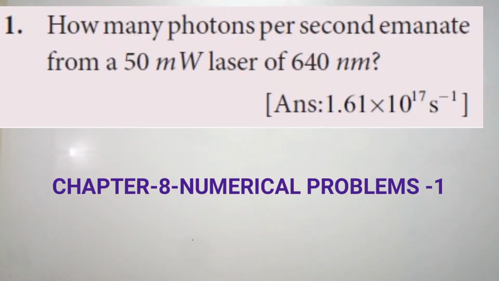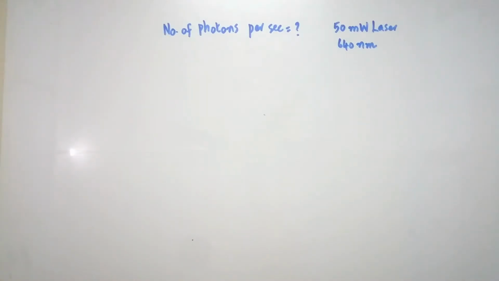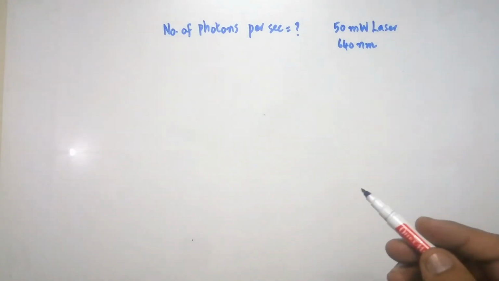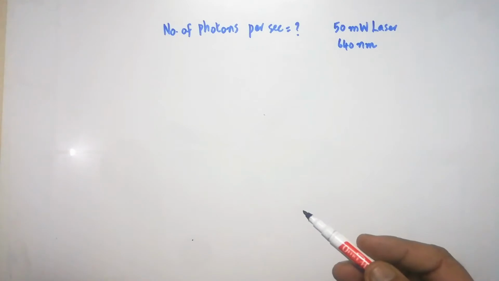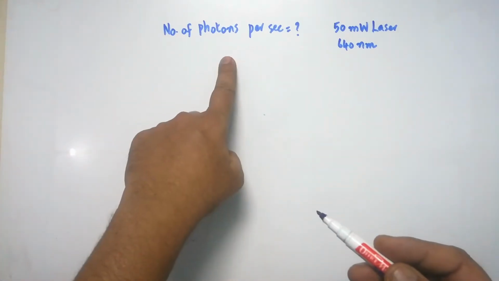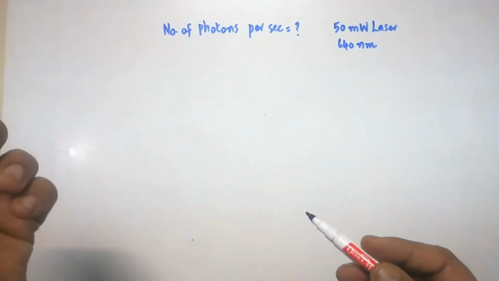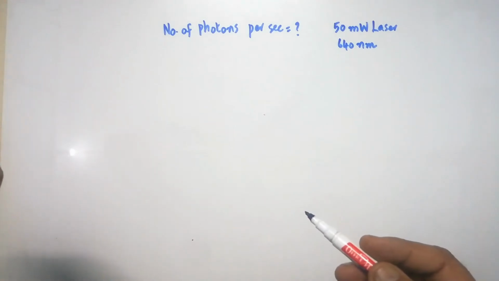Now we are going to solve the first problem in the 8th chapter. Here first I will read out the problem. How many photons per second emanate from a 50 milliwatt laser of 640 nanometer?